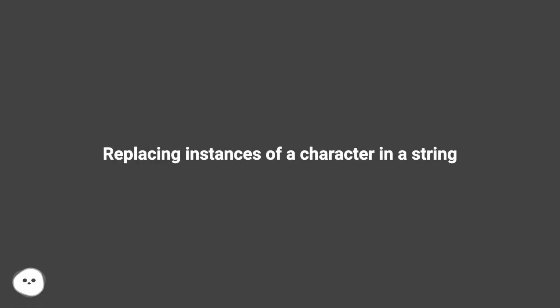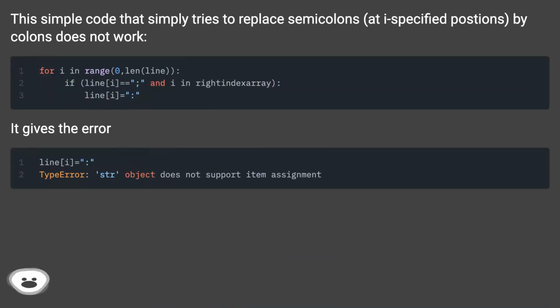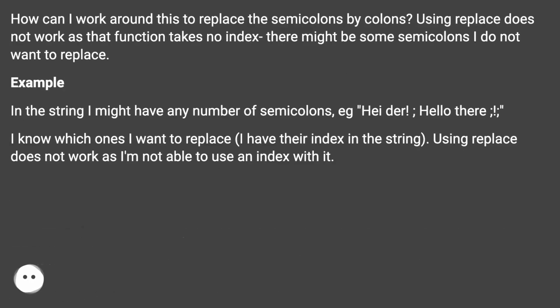Replacing instances of a character in a string. This simple code that tries to replace semicolons at specified positions by colons does not work. It gives the error. How can I work around this to replace the semicolons by colons?